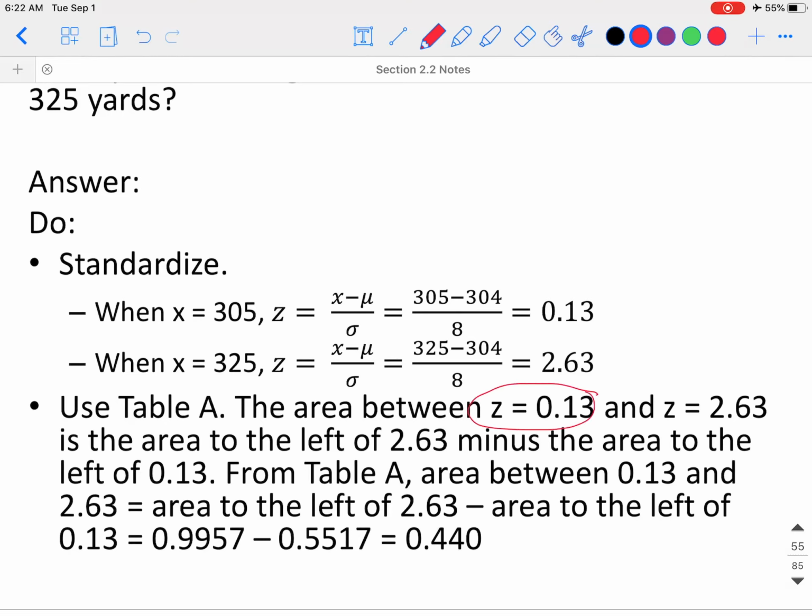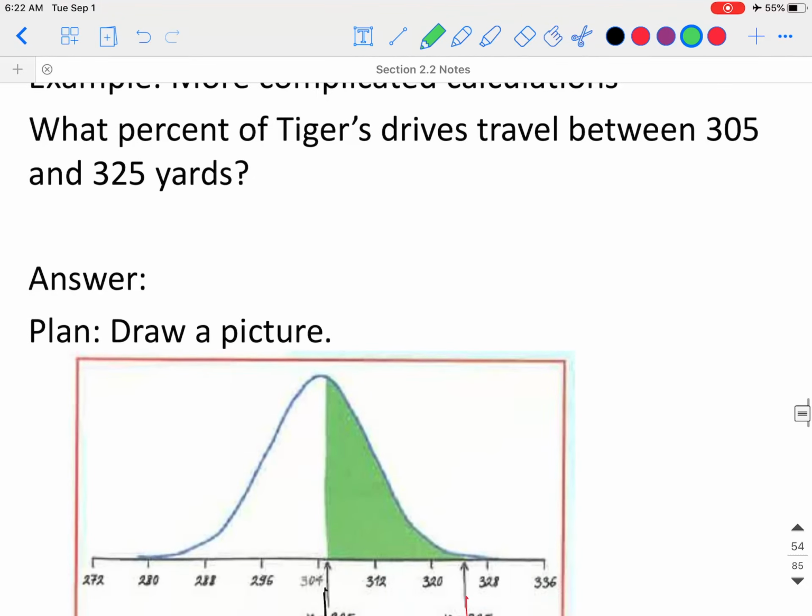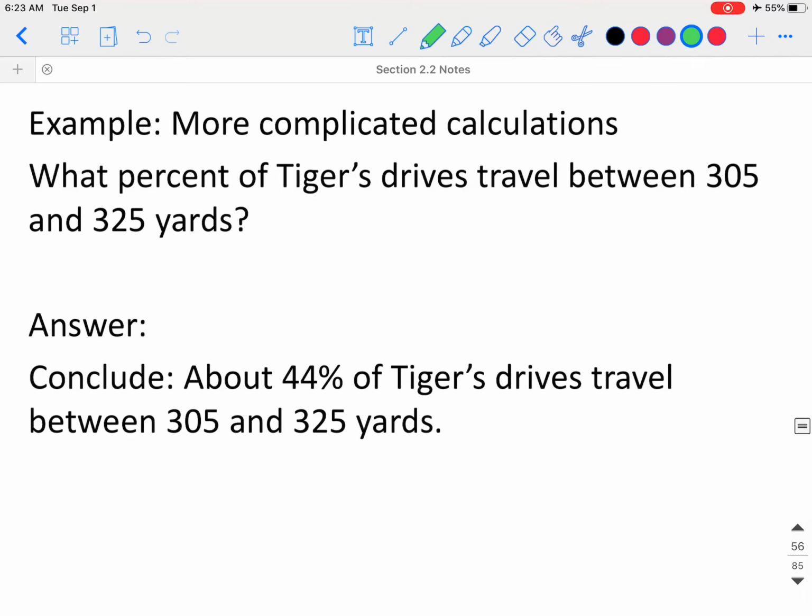So we're going to take our z value of 0.13. You're going to look it up in your table, and you are going to get an area of 0.5517. Then you're going to look up the z value of 2.63. That's going to give you an area of 0.9957. You are going to subtract those two areas, and you're going to get 0.44, which we said from the graph it should be a little less than 50%. So our conclusion is that about 44% of Tiger's drives travel between 305 and 325 yards.